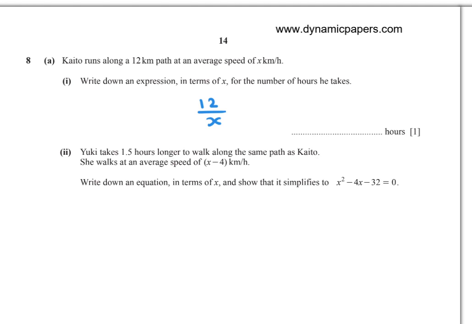So the time for Yuki is 12 over x minus 4, distance over speed, minus the time for K2, which is 12 over x. The difference between their times is 1.5. So this is the equation. We need to simplify this equation into that one.